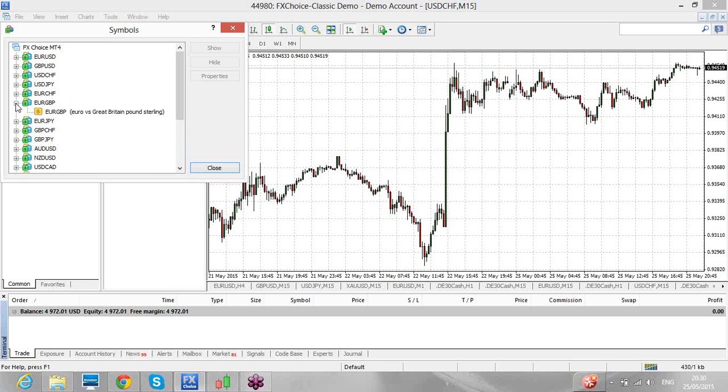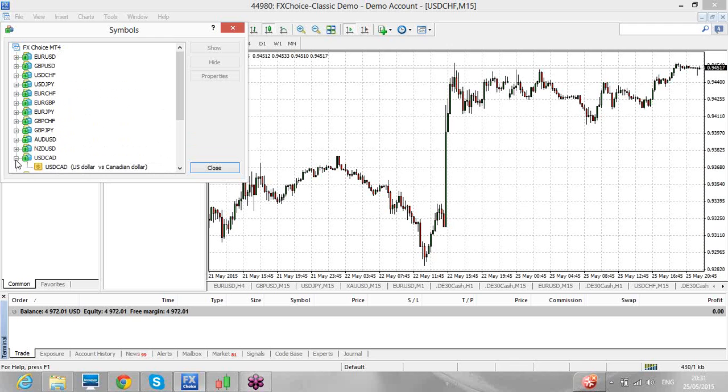And then we have the Euro GBP, and this is Euro versus sterling. And we have the Euro JPY, it's the Euro versus the Japanese yen. We have GBP CHF, and this is the sterling against the Swiss franc. Down below we have GBP JPY, and that's pound sterling versus the Japanese yen. And we have AUD USD, that's the Australian dollar versus the US dollar. And we have NZD USD, and that's the New Zealand dollar versus the US dollar.